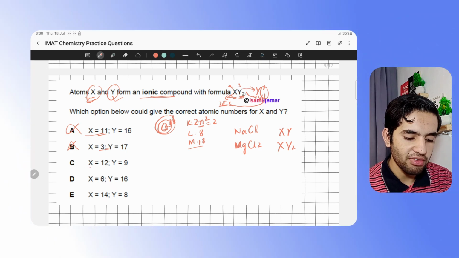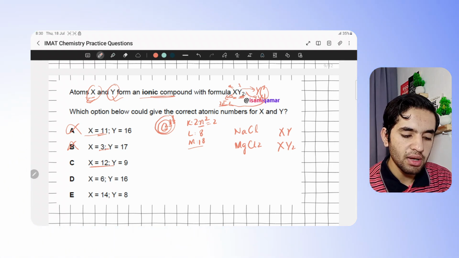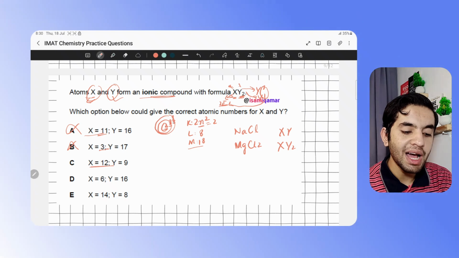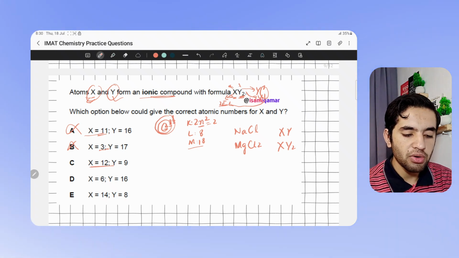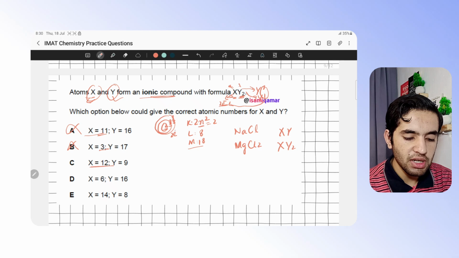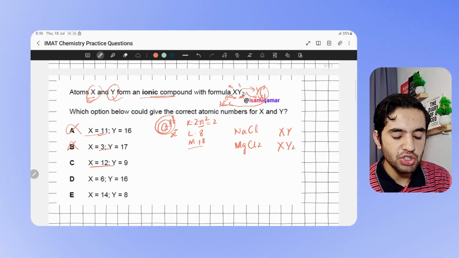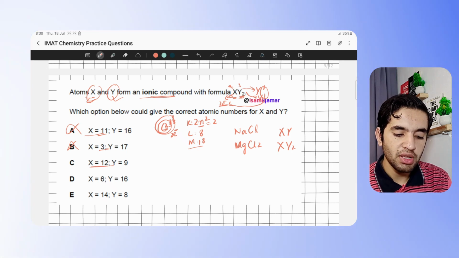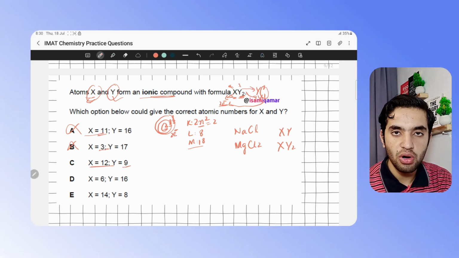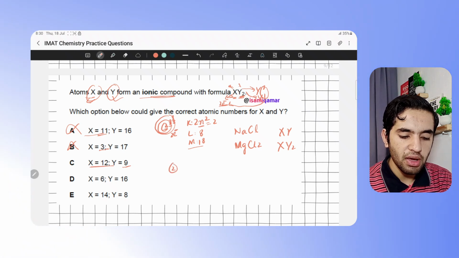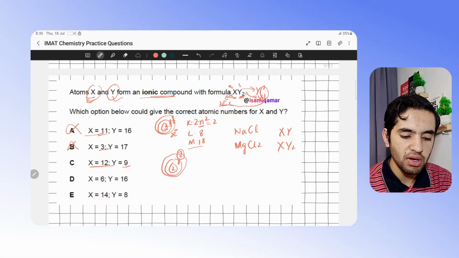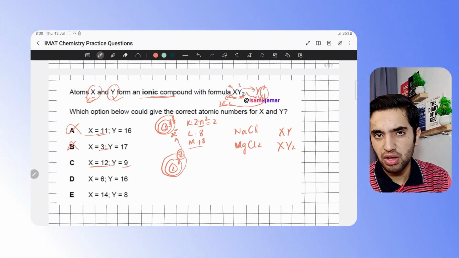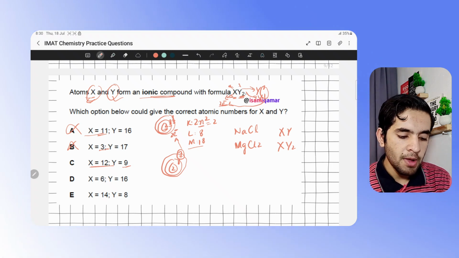And the next is 12. It is true. Why? Because 2 will be in the first shell, 8 in the second shell, and in the last shell there will be 2 electrons. Here it will share electrons. It can share 2 electrons with the halogen family, and that will be 9. 9 has 2 in the first shell, 8 in the second shell, and 1 in the last shell. So it means this one can form an ionic bond by sharing 2 electrons.